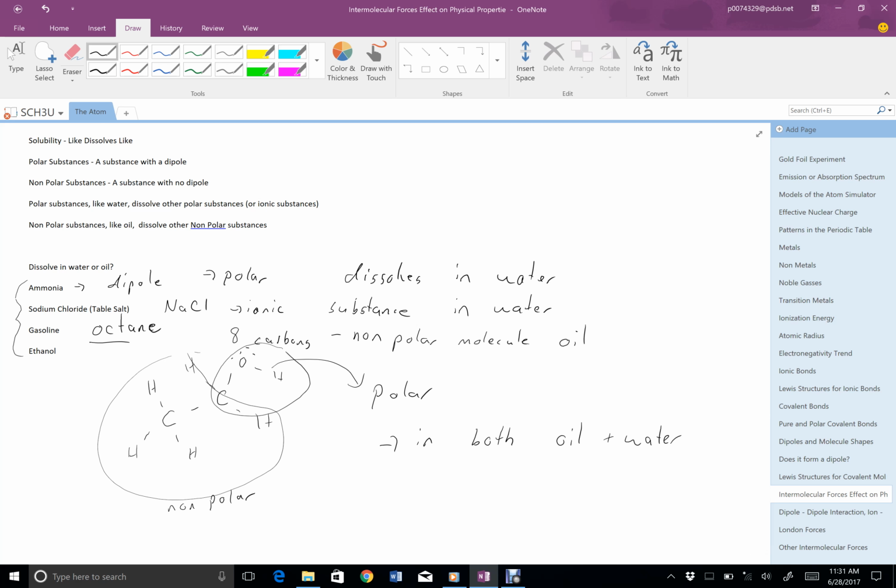So those are a couple, obviously not the only ones, but those are a couple of the properties of matter that depend on the intermolecular forces, and it gives you an idea of why these intermolecular forces are so important.